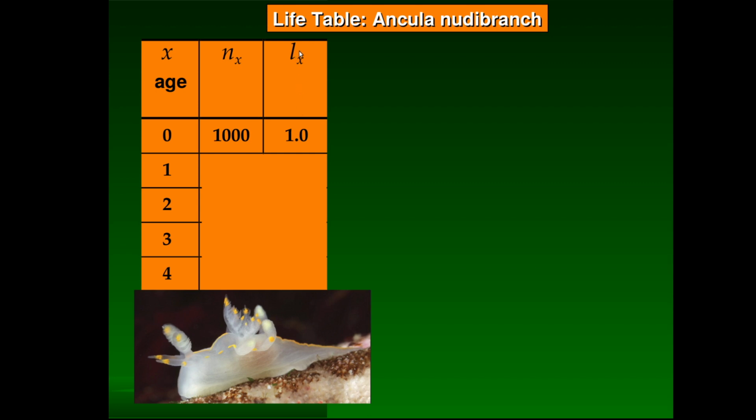So L of X is the proportion of individuals still living at age X, or the proportion that survive from age 0 to X. Obviously, that proportion from age 0 to age 0 is 100%. So the first entry in the survivorship column is always 1. All individuals survive to age 0 by definition.